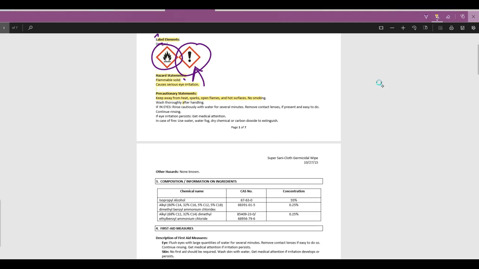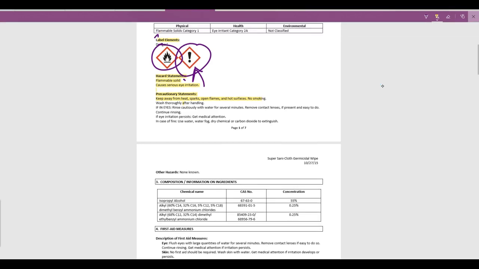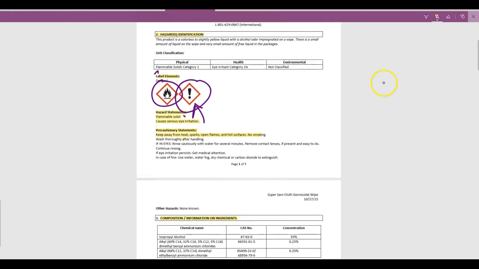You want to wash your hands thoroughly after handling them. I do not allow students to handle these gloves or these Sani wipes without gloves on anyway, just because you're in contact with chemicals, so you should probably always wear gloves and then wash hands after you have removed your gloves from handling them. So the third section, composition, information on ingredients.